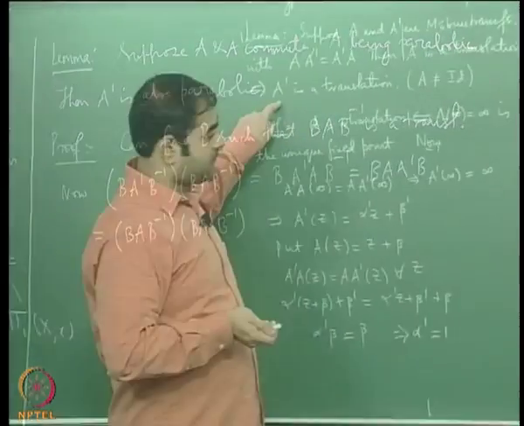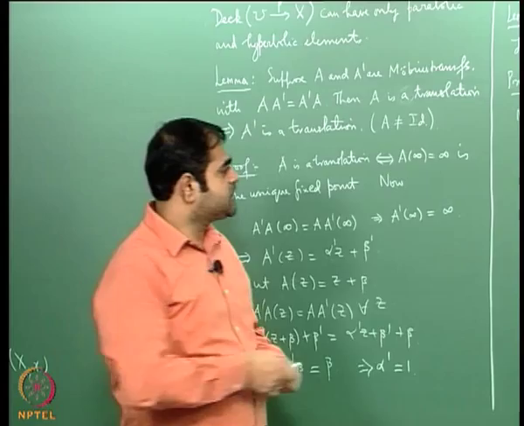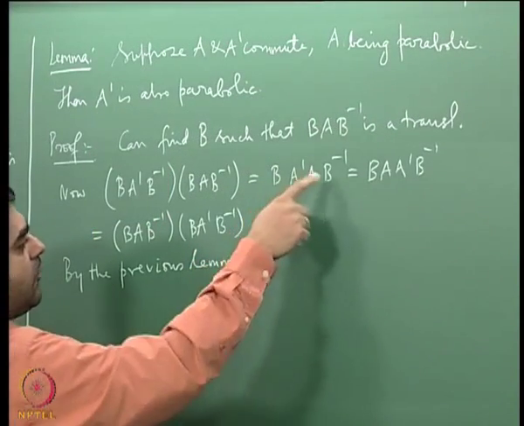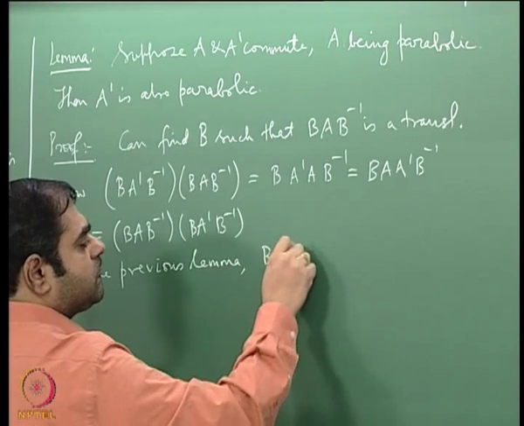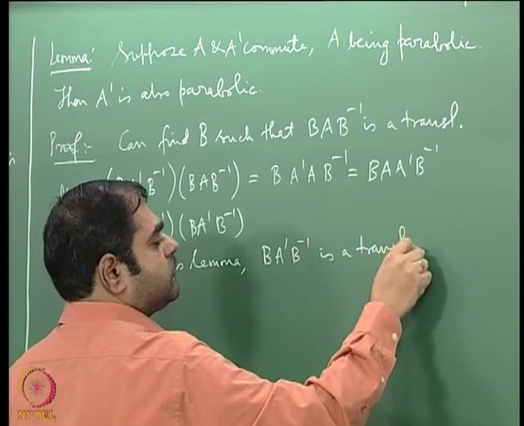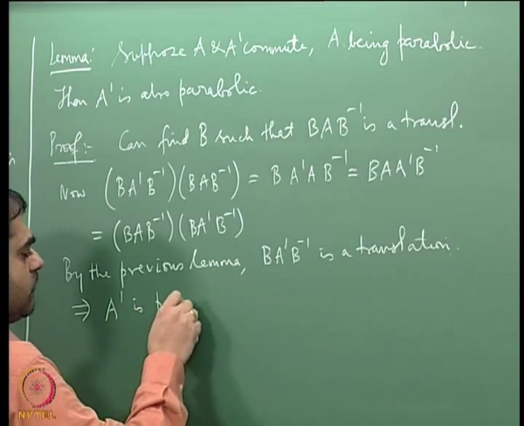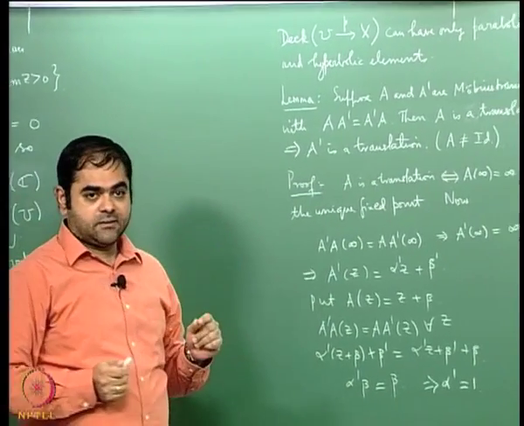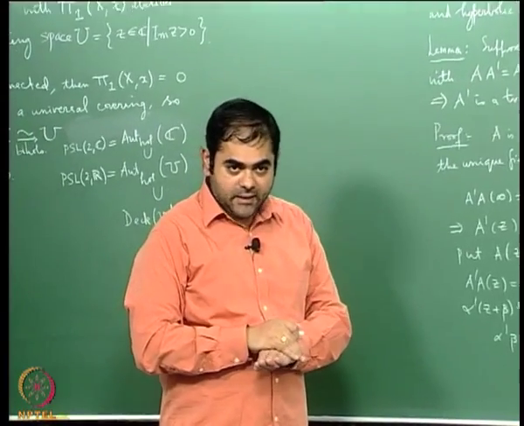okay. Now look at Lemma 1. Lemma 1 says that if two Moebius transformations commute and one is a translation, then so is the other, okay. So by the previous lemma, B A B inverse is a translation, so B A prime B inverse is also a translation, and you see if B A prime B inverse is a translation, then of course A prime is parabolic, okay. So the moral of the story is that if the deck transformation group has one parabolic element, then every element is parabolic, I mean, it contains only parabolic elements, okay.